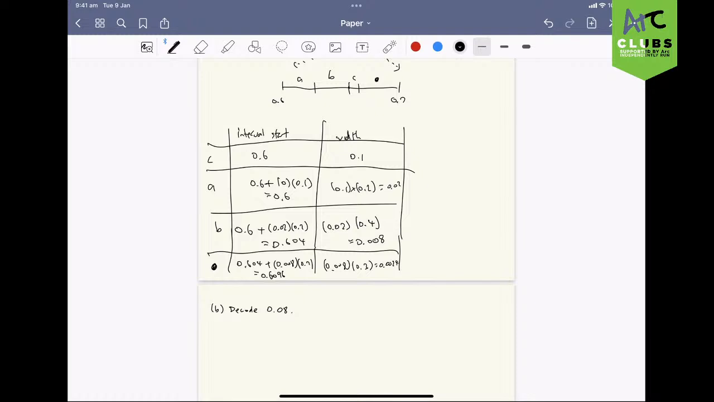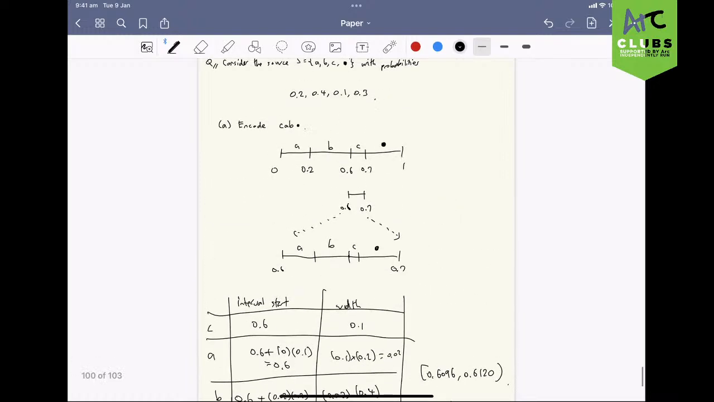So what we end up with is a really small interval at the end after doing all this. We get an interval that starts at 0.6096 and is 0.0024 wide, so it's going to end at 0.6120. And the encoding is just any number that you wish in this interval. So say 0.61. That could be the encoding for CAB stop.